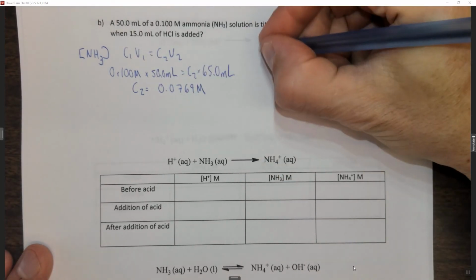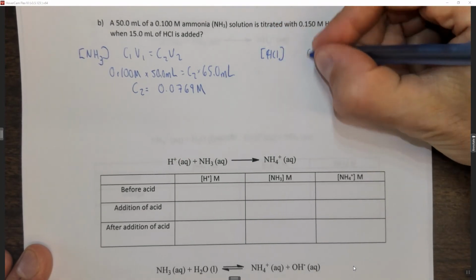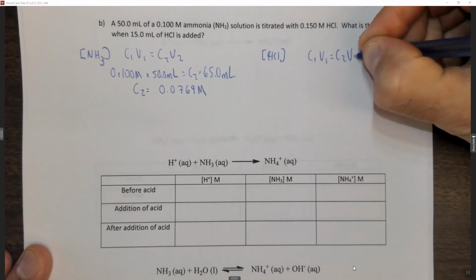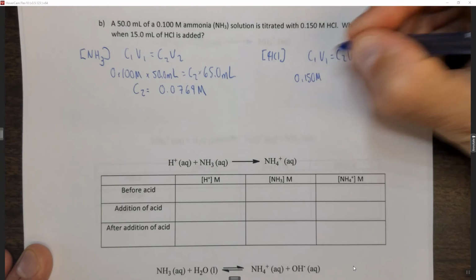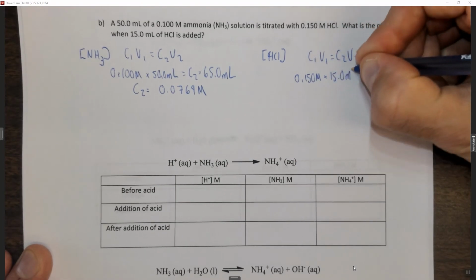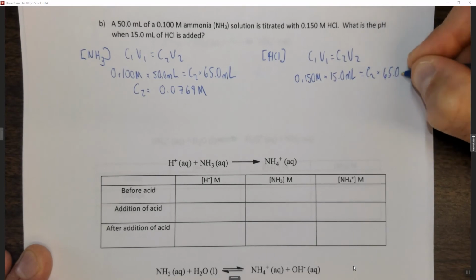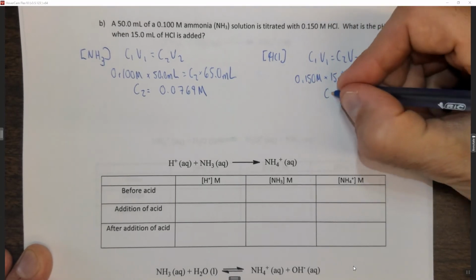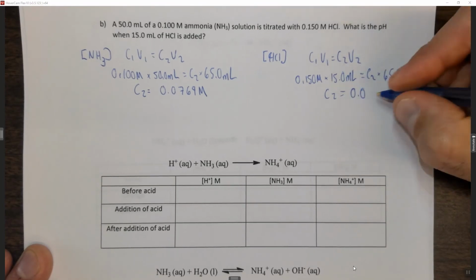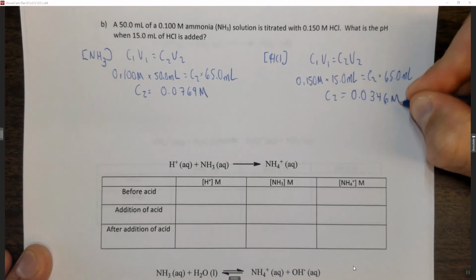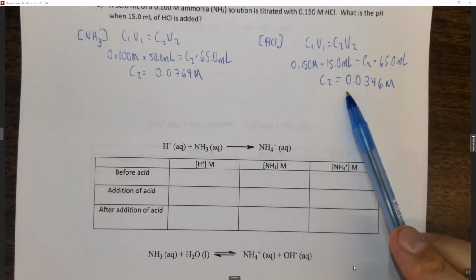What about H plus? Well, for the concentration of HCl, or the concentration of H plus, they're the same because it's a strong acid. I'm going to again use C1V1 equals C2V2. In this case, the initial concentration is 0.150 molar. I have 15 milliliters of it. The final concentration is what I'm trying to figure out, and the final volume is still 65 milliliters because I added the two together. And in this case, I find that the concentration of H plus before the reaction starts is 0.0346 molar.